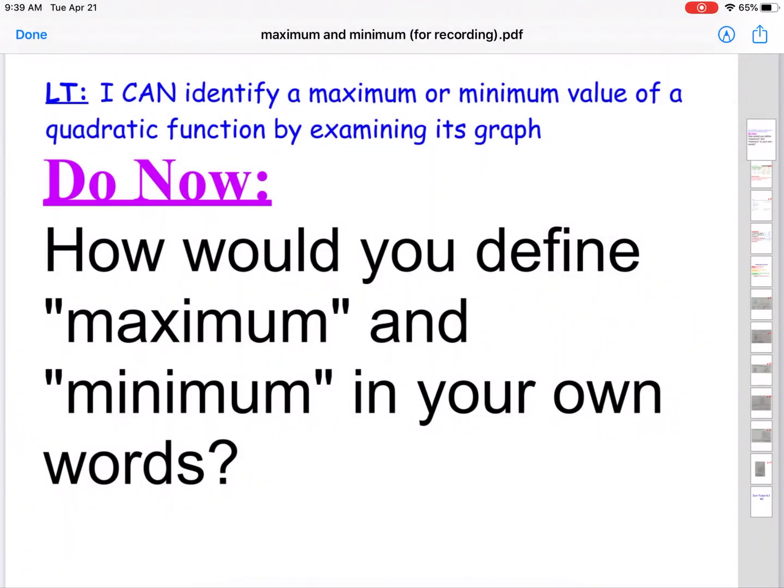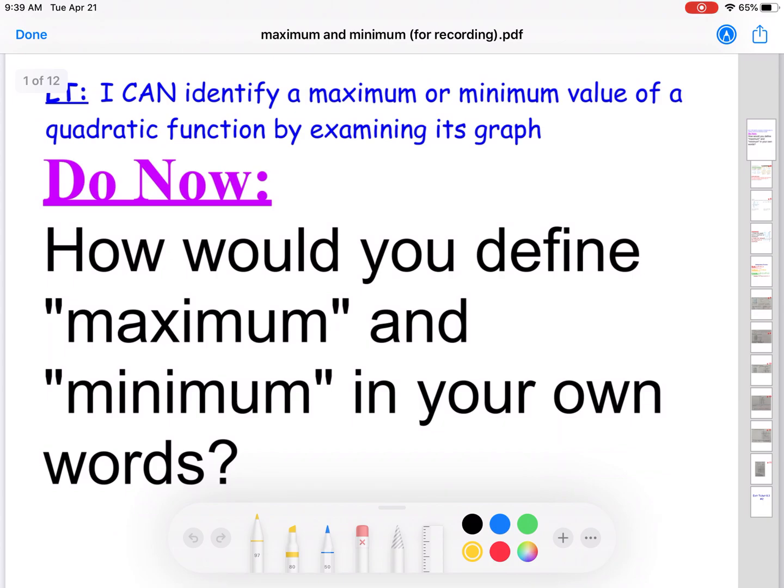Okay, we're going to continue our work today with graphing quadratic functions. In our last two lessons, we were focusing on the key feature that is the vertex. In this lesson, we're going to focus on finding either a maximum or a minimum value by looking at a graph or an equation. So our do now is just to think about how would you define the words maximum and minimum in your own words. Just take a moment to think about that and then we'll discuss.